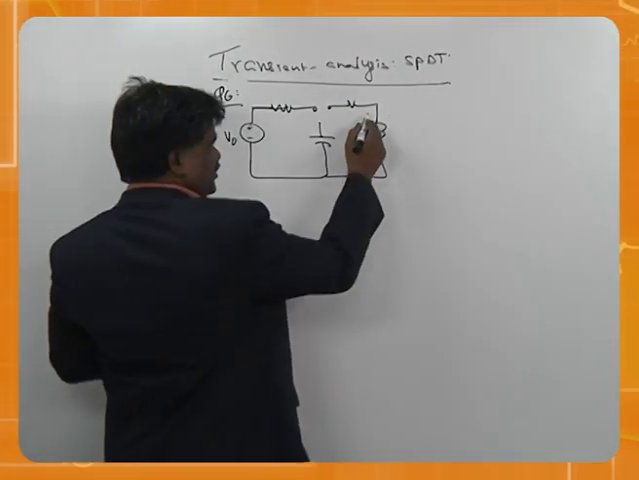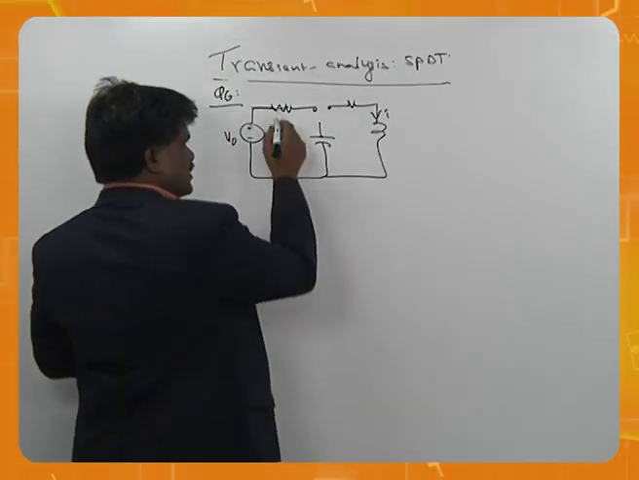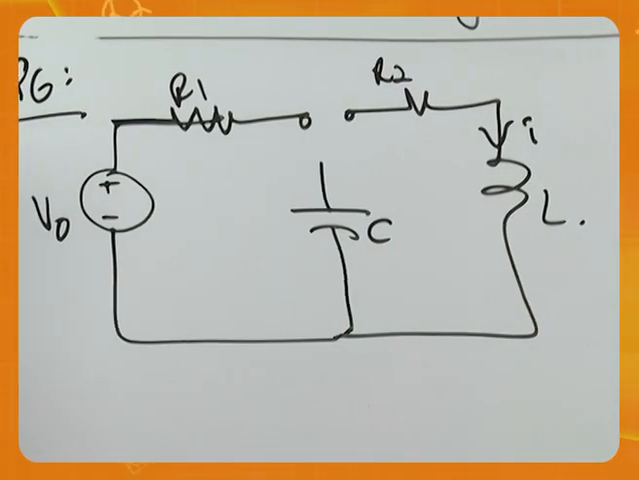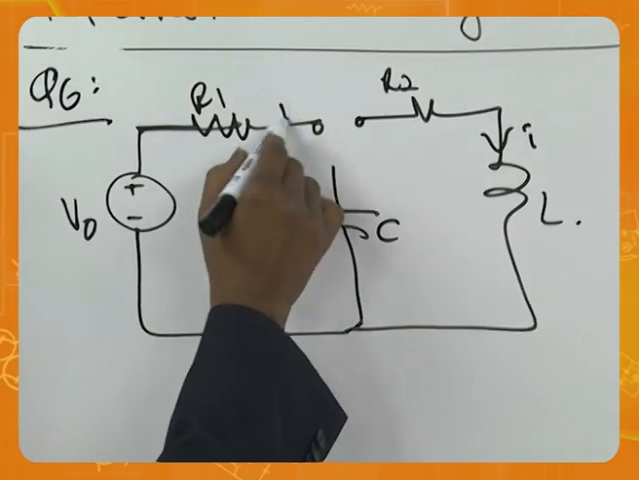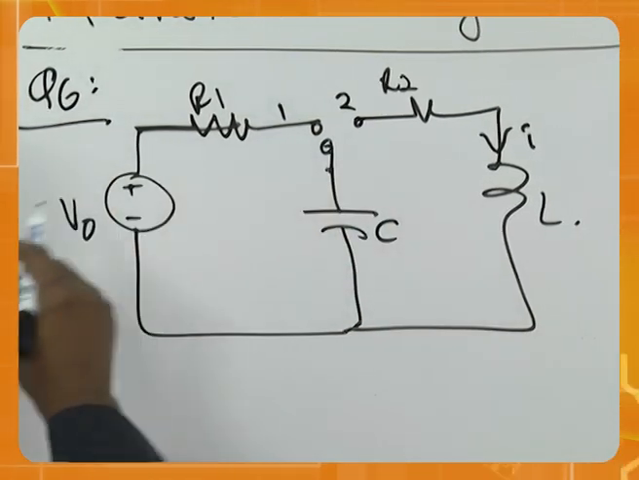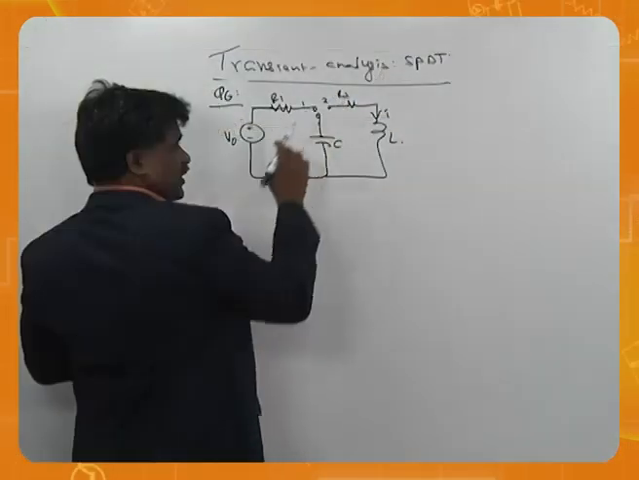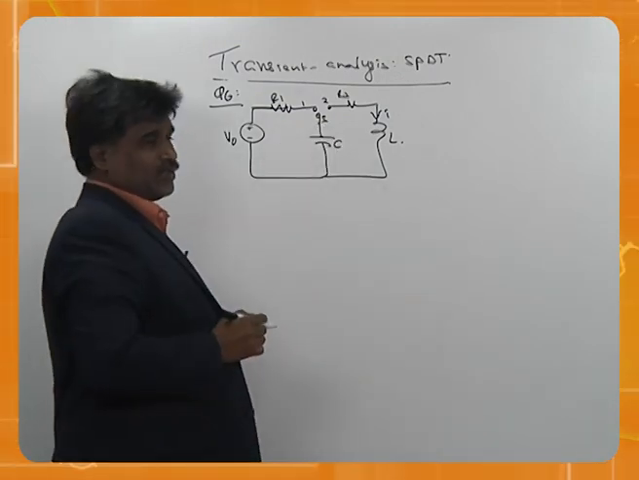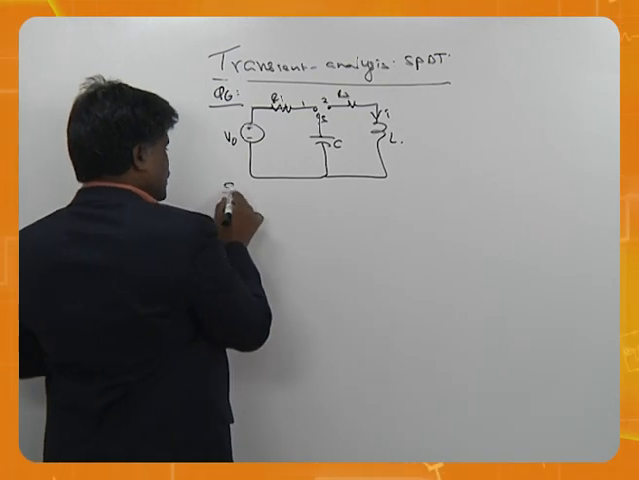The current you need to see very carefully. This is I. This is R1, R2, C, L. The switch is very important. This is 1 and 2. So far the switch is here, but now in this problem it is here. This is the switch. Now let's enter into the solution.